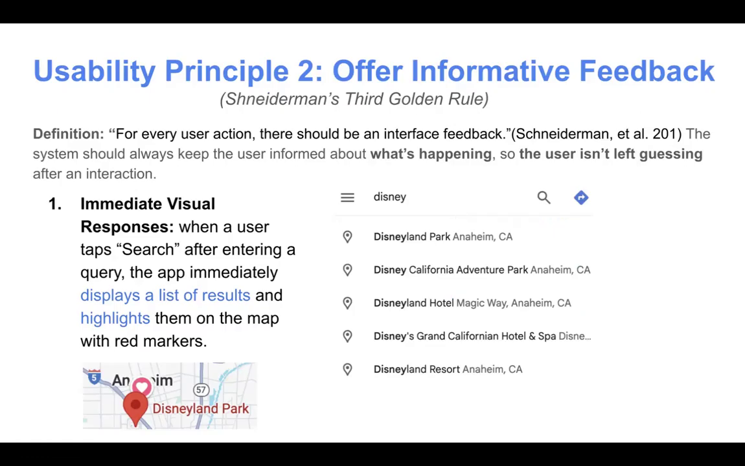Another usability principle is offering informative feedback. Google Maps generally excels in providing feedback to the user, which improves usability. For example, when a user taps search after entering a place, the app immediately displays a list of results and highlights them on the map with red markers. Tapping on a specific location's name or marker opens an information card. Like if I enter Disneyland, there would be some results like a park or the adventure park or some hotels near it.